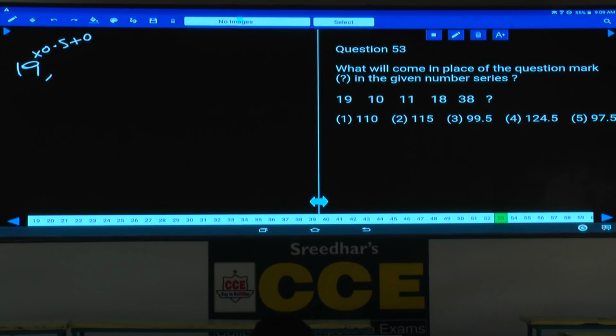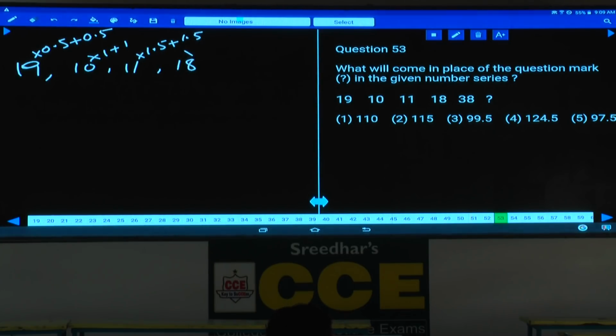9.5 plus 0.5 will be how much? 10. Isn't it? 19 into 0.5 is 9.5. 9.5 plus 0.5, that is 10. And 10 and 11, 10 into 1 is 10 plus 1 is 11. Next one, 11 and 18, 11 into 1.5. Tell me, what is 11 into 1.5? 11 plus 5.5, 16.5 plus 1.5, that will be 18.